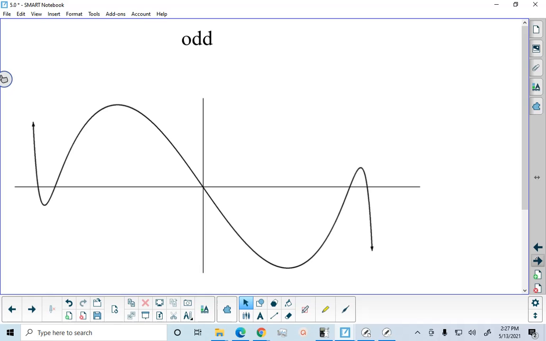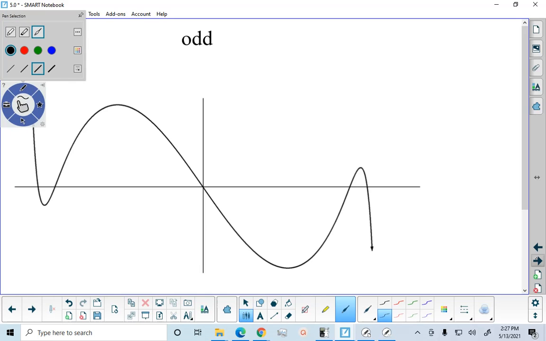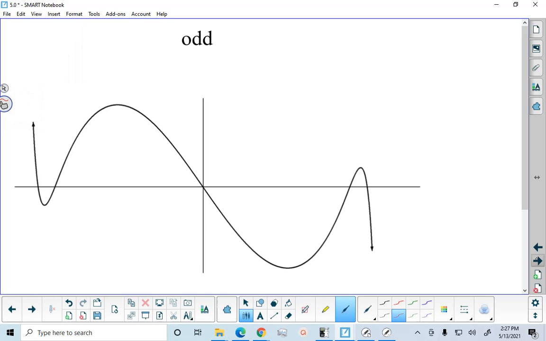And it is odd in terms of its symmetry because if I take everything to the left of the y-axis.